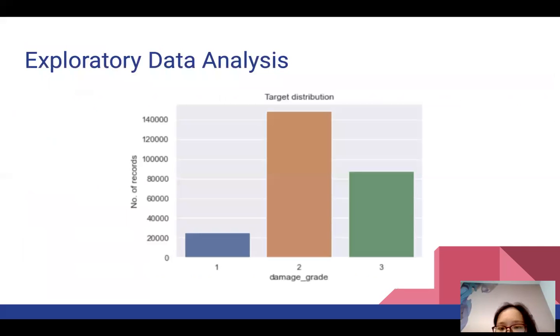We did exploratory analysis of the data. The first plot here shows the distribution of the target variable. From the figure, we can infer that the training data is imbalanced. Damage grade 2 has the highest frequency in the label sets.